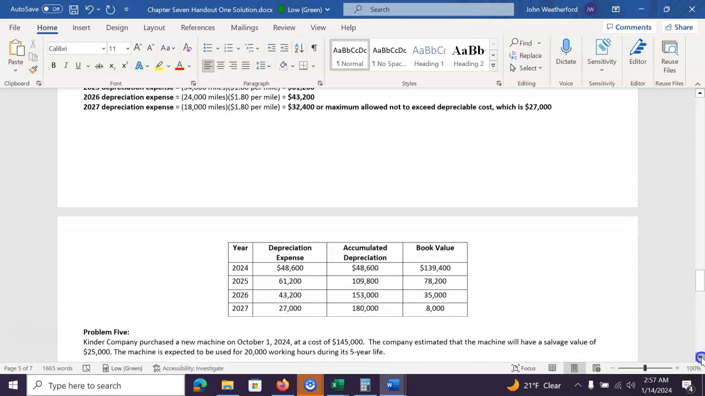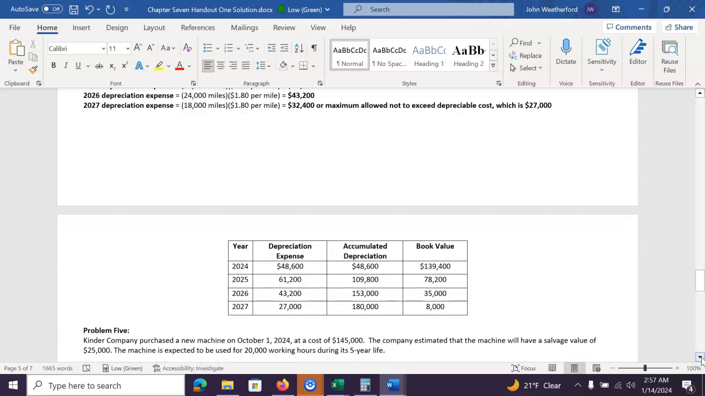Problem 5. A Kinder Company purchased a new machine on October 1, 2024 at a cost of $145,000. Okay, to begin with here, in calculating depreciation for 2024, you've got to notice right off the bat, we're not working with a full year, right? Only October, November, December, or 3 months of depreciation in 2024.